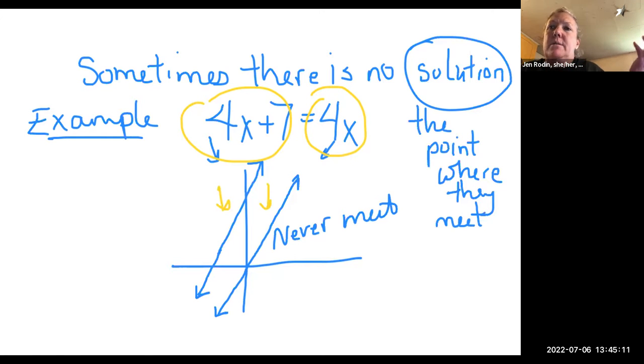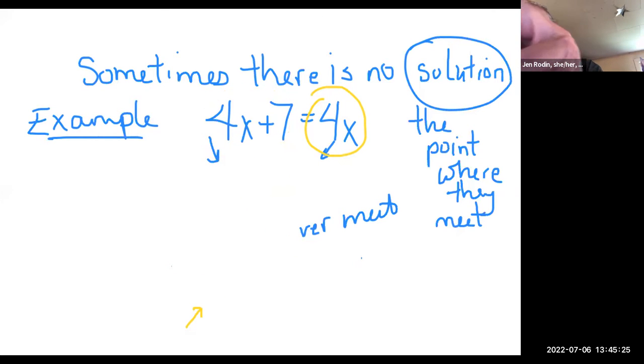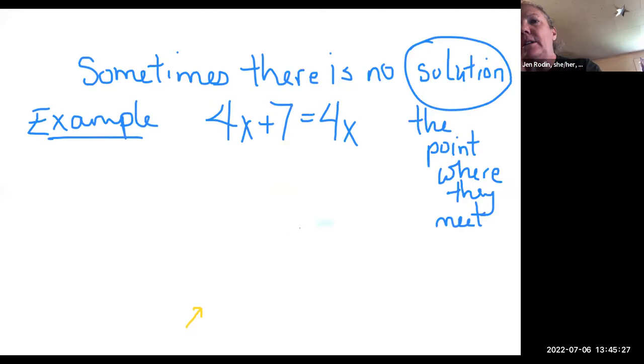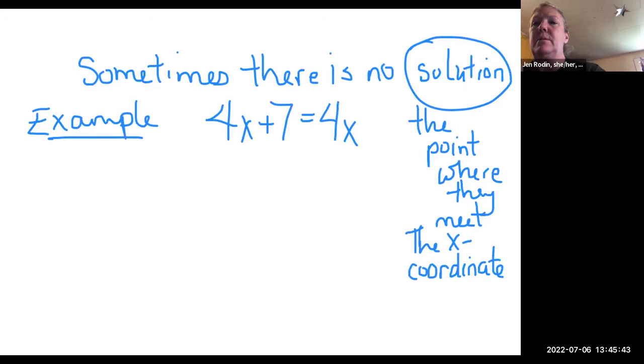But once in a while, there are two lines that are never going to meet. Actually, I drew this poorly. So like the way I have them slanted, they aren't exactly parallel. They will eventually meet. So that's not the best drawing. But anyway, that's the idea. But algebraically, let's look at what happens. So I should be a little more specific. The point where they meet, the x coordinate of the point where they meet. That's what the answer would be, right?